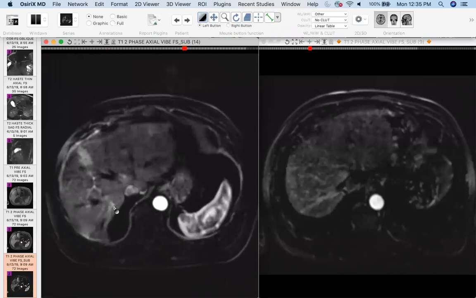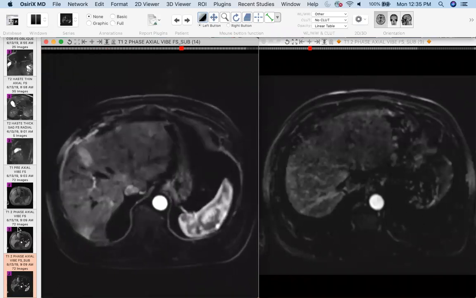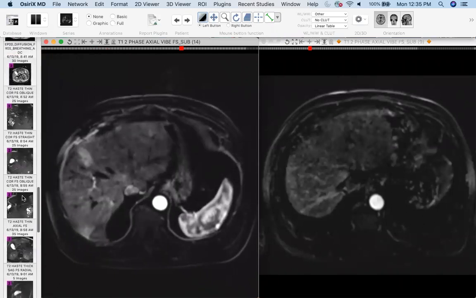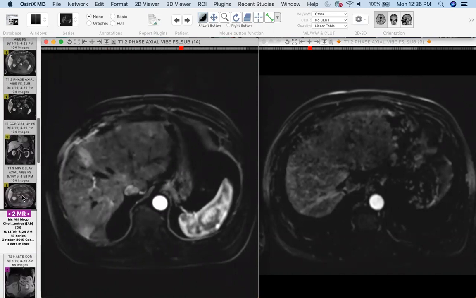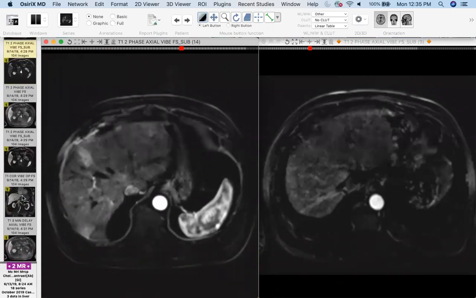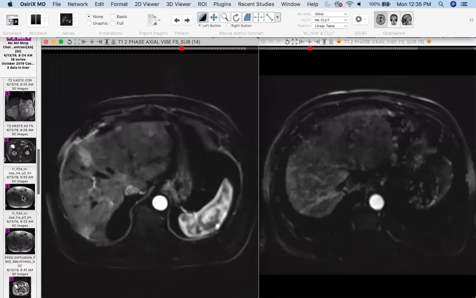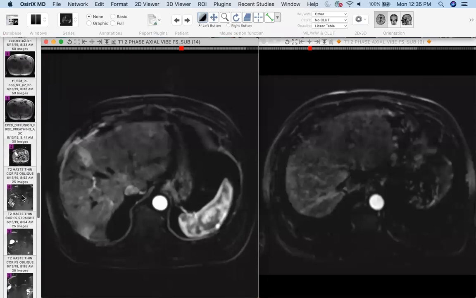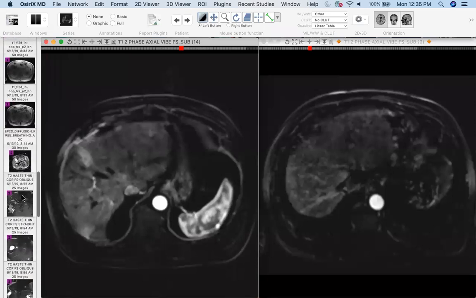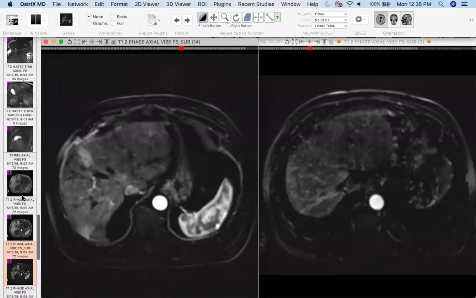Can we see other phases? Yes. What do you want to see? Well, I think portal venous phase and maybe fusion. What was it done with, EOVIST? No, we don't do EOVIST unless we're doing adenomas or FNH. So here's a portal venous.